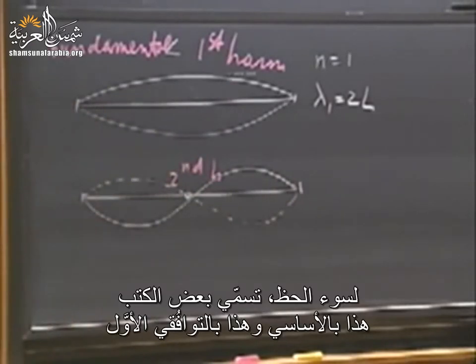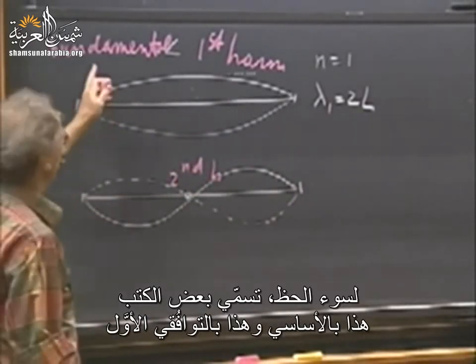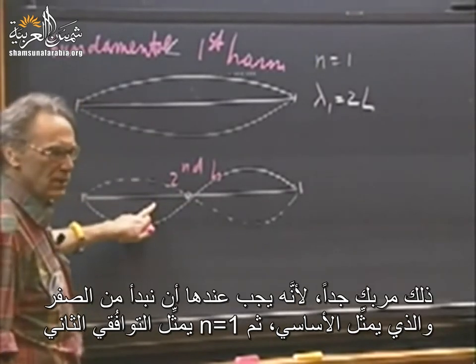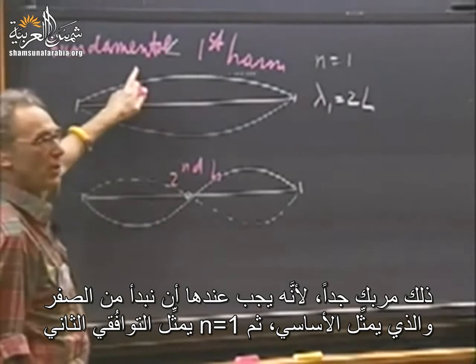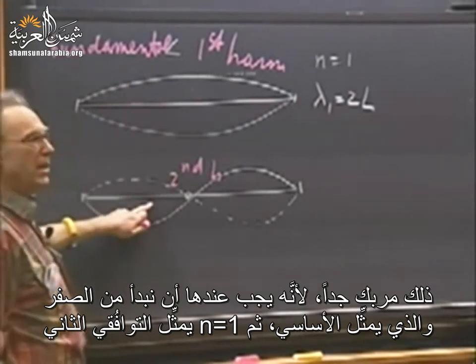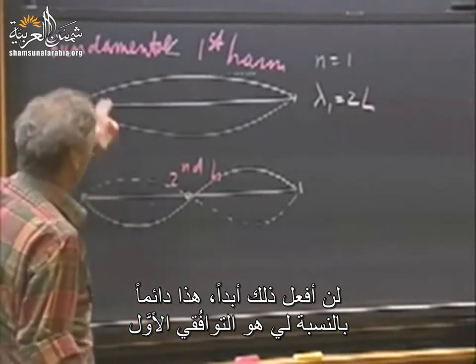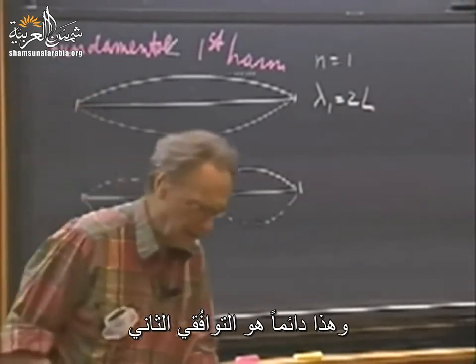It is unfortunate that there are books that call this the fundamental and this the first harmonic. That's enormously confusing, because now you have to start from 0, which is the fundamental, and then n equals 1 is the second harmonic. I will never do that. This is always the first harmonic. This is always the second harmonic.